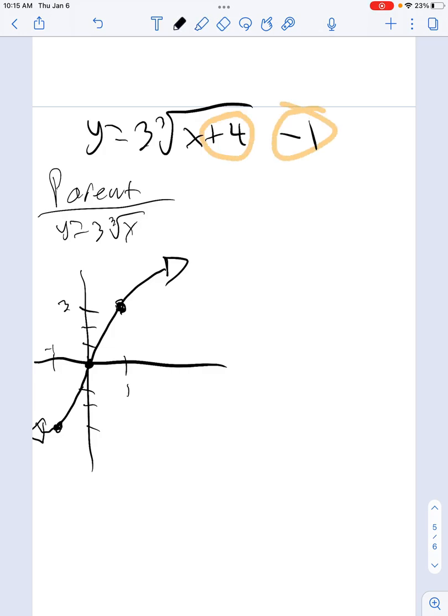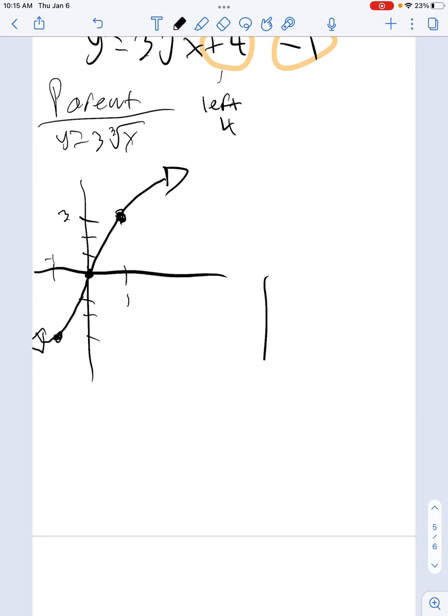So x plus 4 means left 4, down 1. I'm going to take this graph and translate it to the left 4. So 1, 2, 3, 4. So this is my new 0 spot. But then I'm going to move it down 1. So my center point, there it is. This is my starting point. What used to be 0, 0 is now negative 4, negative 1.